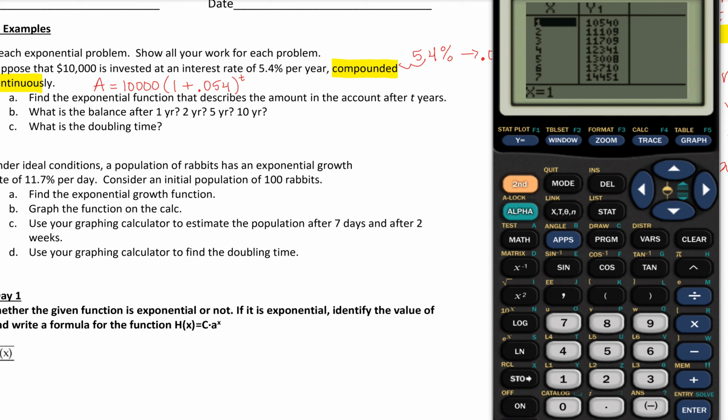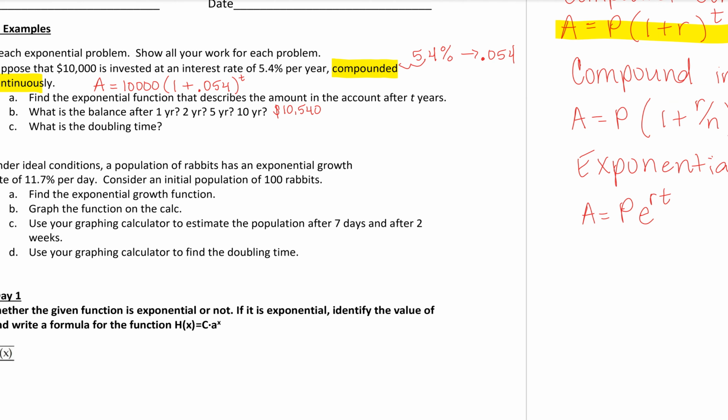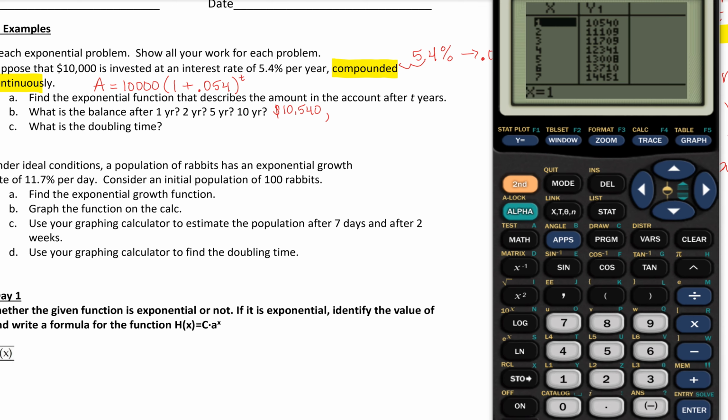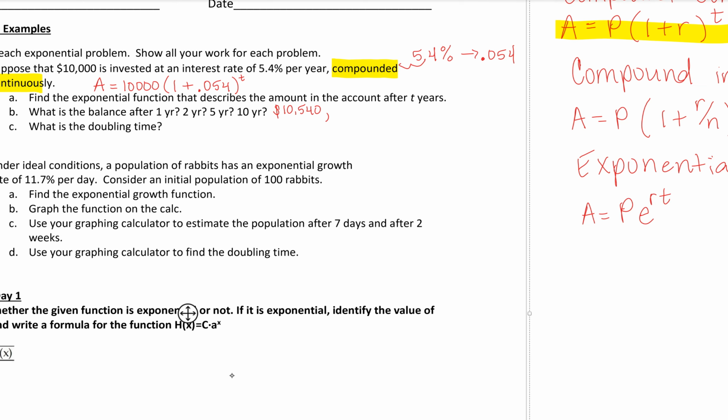And it says, what is the balance at 1 year? Well, at 1, our value is going to be $10,540. All right, so year 1, we have $10,540. Go back to my calculator. And then it says year 2, well, I have $11,109.